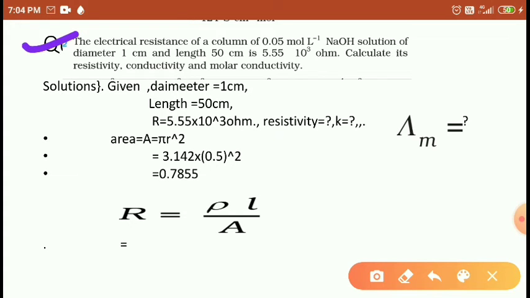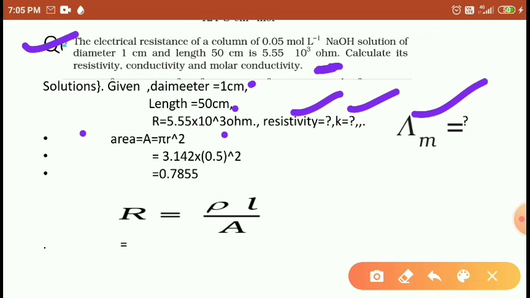Okay, students, second question. The electrical resistance of a column of 0.05 moles per liter NaOH solution, diameter 1 centimeter, length 50 centimeter, is 5.55 into 10 to the power of 3 ohm. Ohm means it is a resistance. Calculate the resistivity, conductivity and molar conductivity. The diameter 1 centimeter is given, length is 50 centimeter, resistance is 5.55, and we have to find the resistivity, conductivity and lambda.